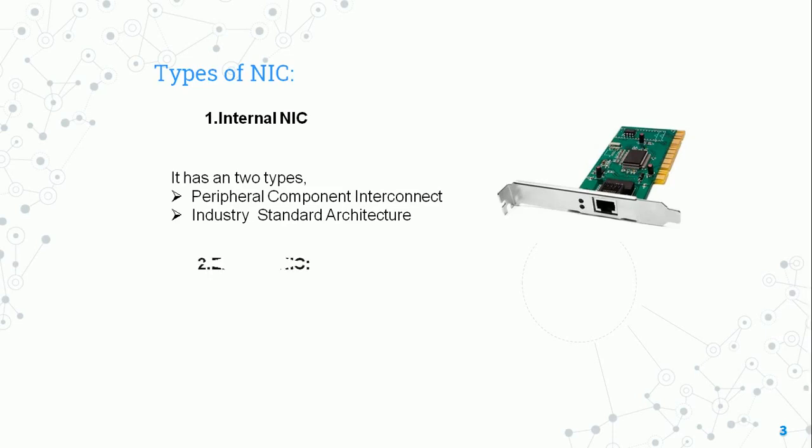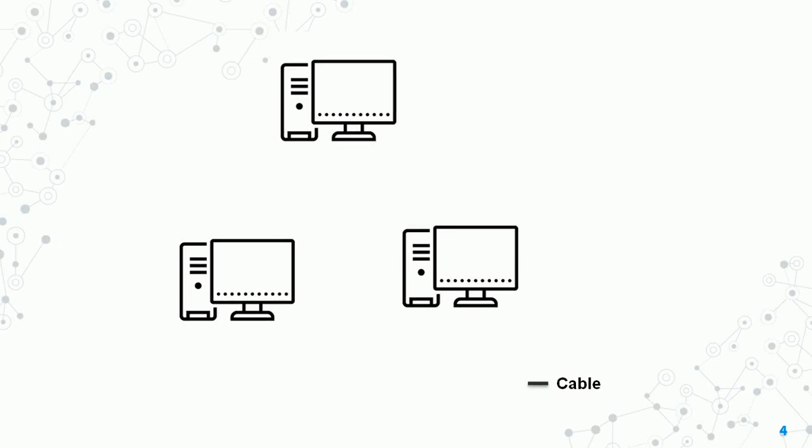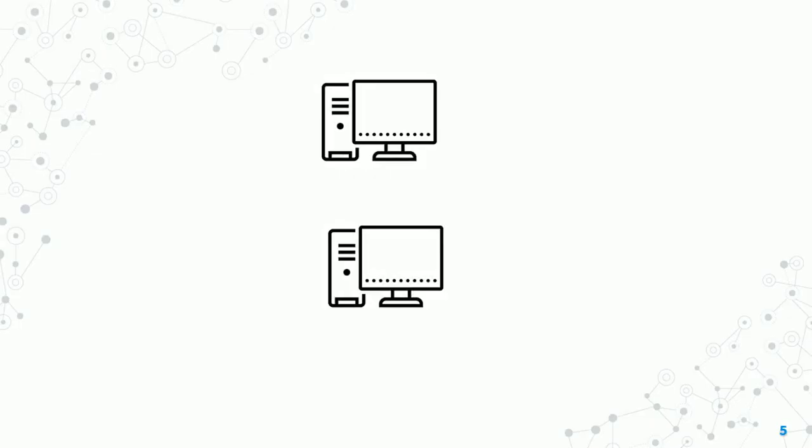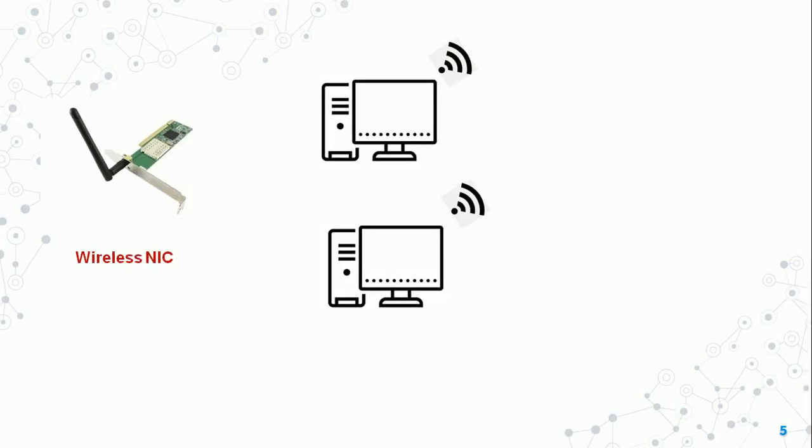External network cards. Laptops and desktops that do not have an internal network interface card use external network interface cards. It has two types. When the system is connected through a wire or cable, it is called a wired network interface card. When a system is connected through wireless, meaning Wi-Fi, it is called a wireless network interface card.